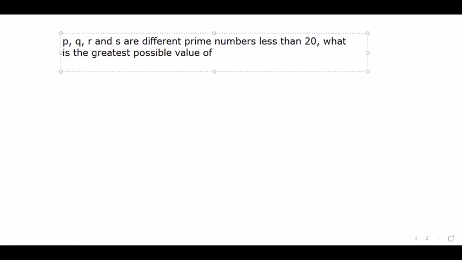So let's just read this problem. P, Q, R, and S are different prime numbers, less than 20. What is the greatest possible value of? Now let me tell you what that number is. You want to find the largest possible value of this number here. It's P minus Q over 2R plus S. Okay, so you need to find the largest possible value of that number.